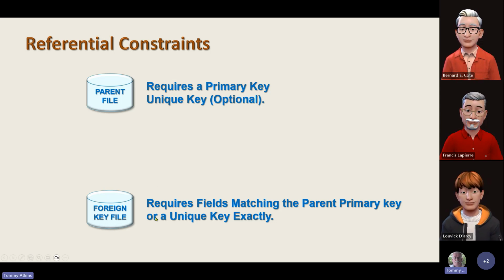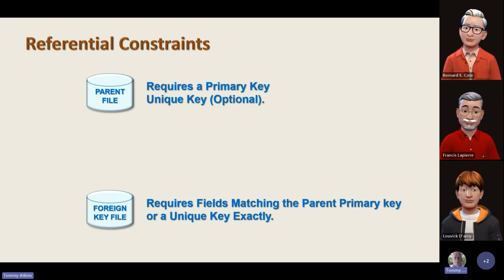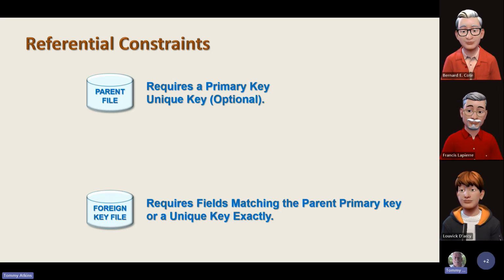Now, it can match either to the parent primary key or to a unique key defined on the parent. So you can have two files relating to a parent file using different unique keys. Does that make sense? In fact, I can have a dozen files which relate to a parent using a dozen different keys, one primary and 11 unique keys. Never going to come across it. If you do, find the person and drown them. Okay. It's not a good thing to do.